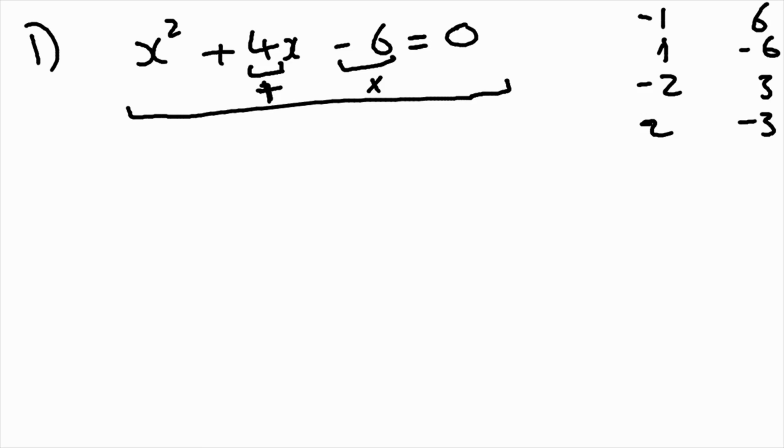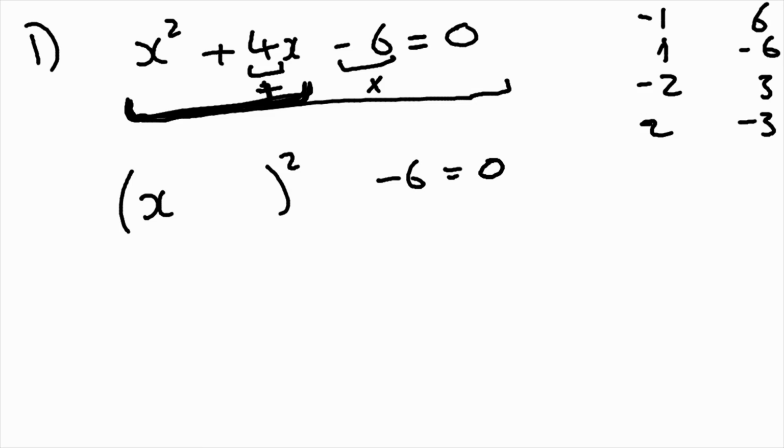And what we're going to do is something called completing the square. So we're going to look at just the first two terms here, the ones involving x. And we're going to try and write it as a bracket of x plus or minus something squared. So if we want to get this positive 4x, we need to half it.